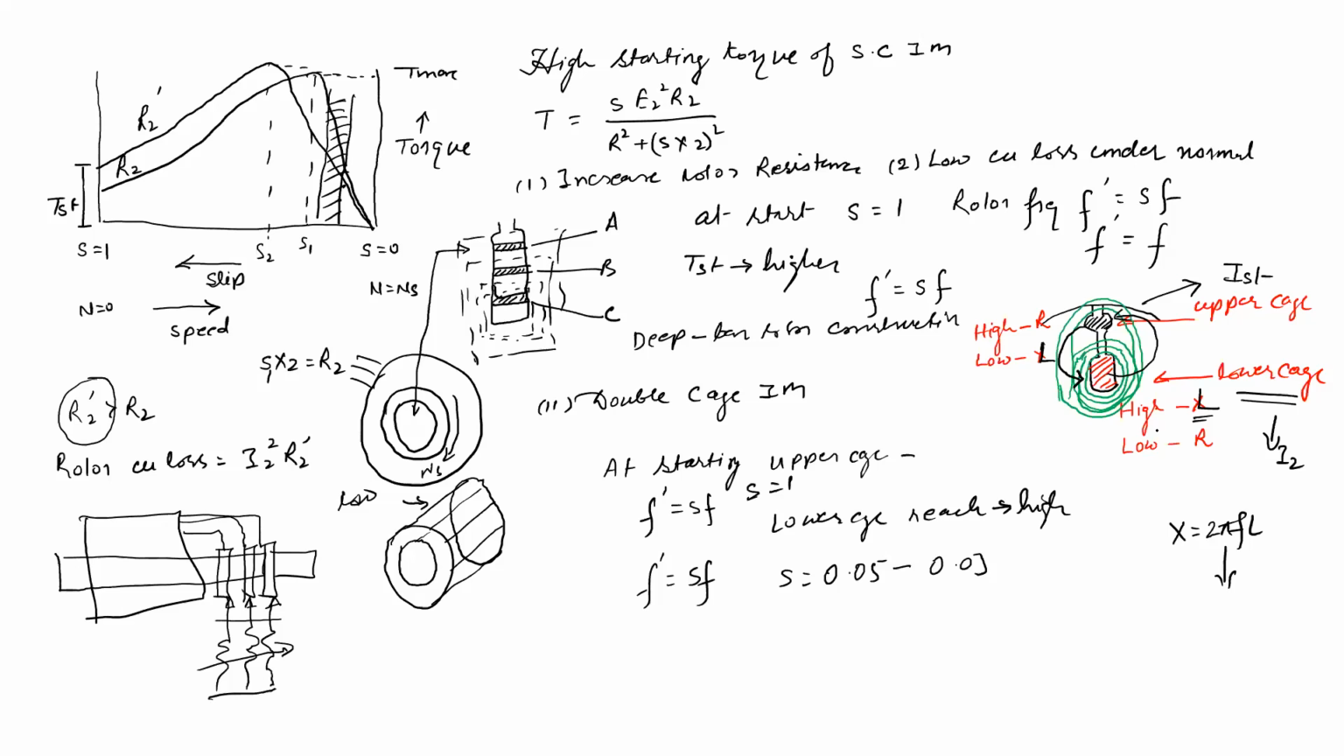Once the starting torque purpose is over, the motor picks up the speed. Under normal working condition, the current flows from the low resistance path, and hence the copper losses under running condition will be small. So by using deep bar construction or a double cage induction motor, the drawbacks of the three-phase squirrel cage induction motor can be overcome.